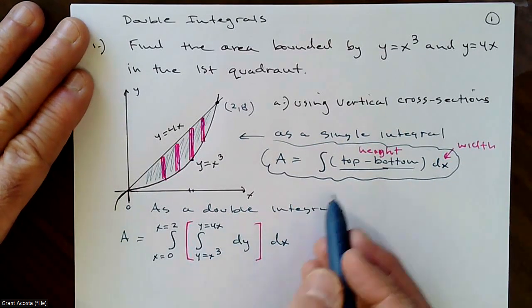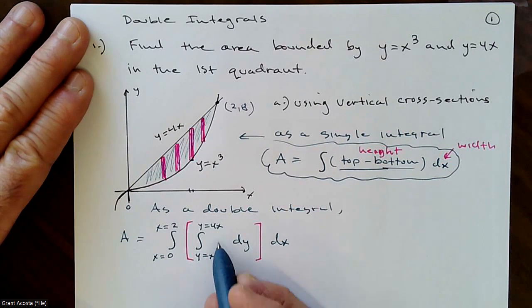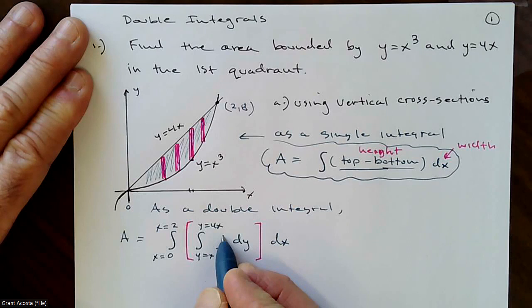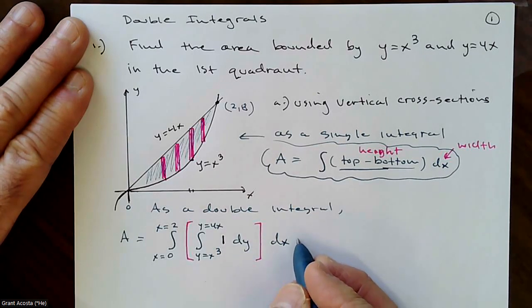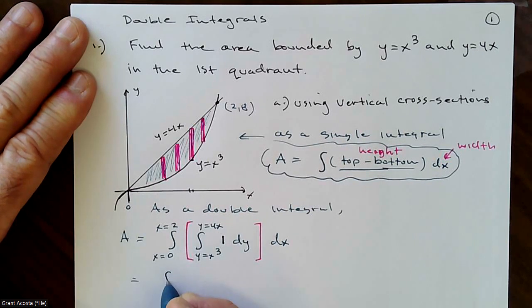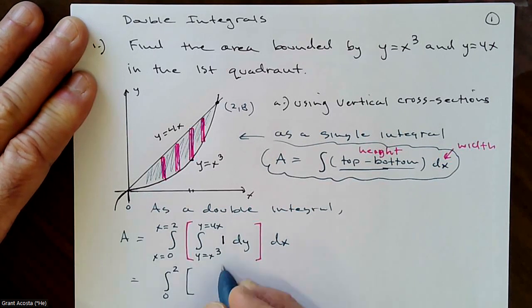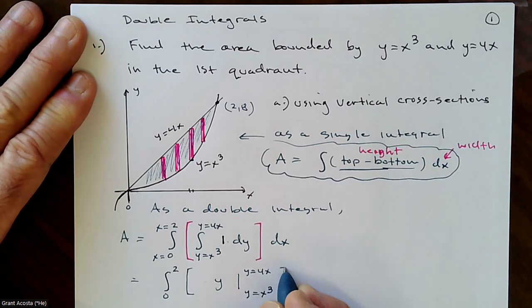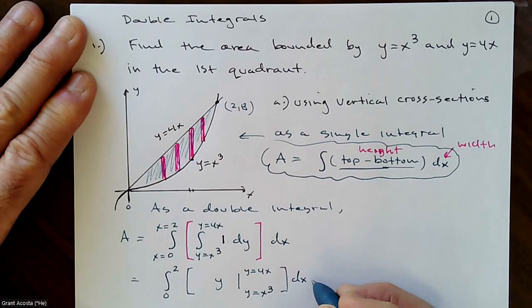So let me show you why that comes out to be the same. So like I said, you don't put anything here, although if it helps, you can imagine a little invisible 1 there. And so to work this out, you would start at the inside and ask yourself, what's the antiderivative of 1 with respect to y? And that would just be y. So this outside integral would stay there. It would be from 0 to 2. And then we would have y evaluated from y equals 4x to y equals x cubed. And we'll integrate that result with respect to x.